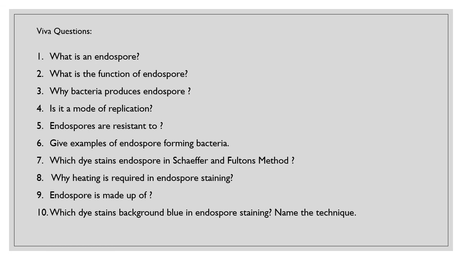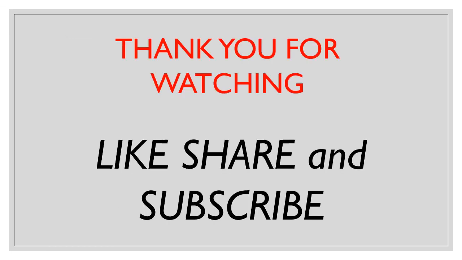Then, which dye stains the background blue in endospore staining? Here you need to know the technique in which the background is blue. That is Dorner's method, in which the background is stained blue by nigrosin solution, and endospores are stained by ZnCF solution. So the name of the technique is Dorner's technique or Dorner's method. This was all about endospore staining.